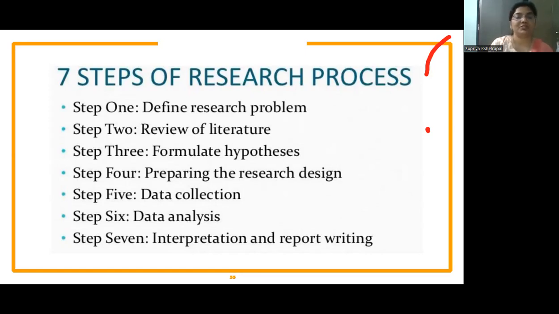There are huge lists to find this research problem. After setting the research problem, we have to do a literature review using a number of sources. And after doing the literature review, we have to find a gap.